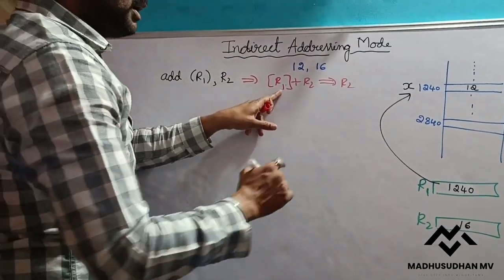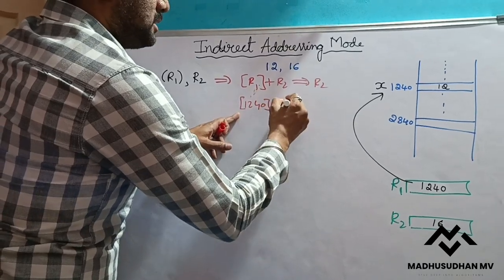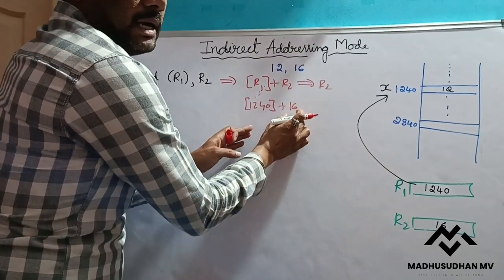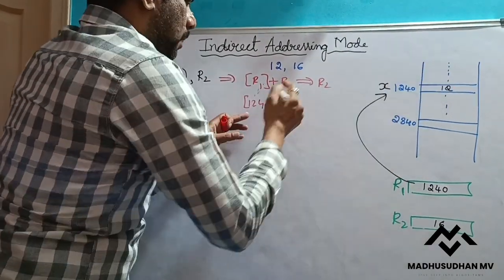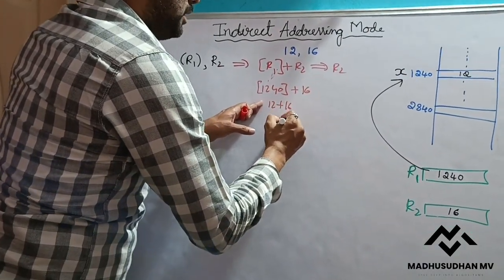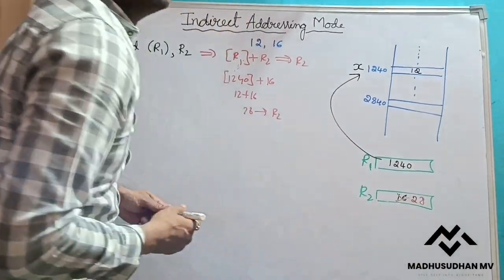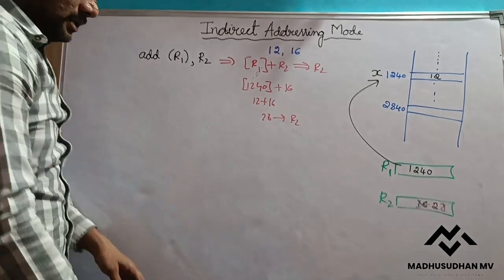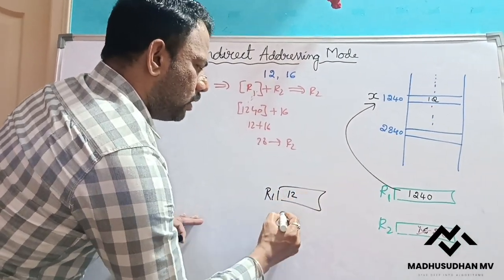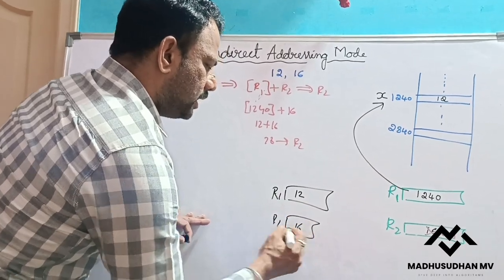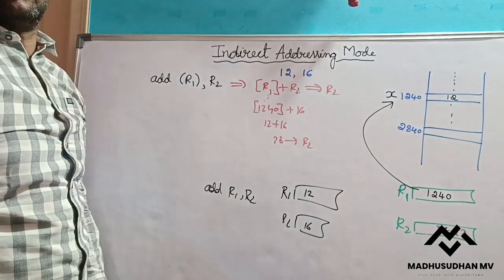The content of R1 is 1240, and R2 is 16, as it is, not in brackets. The content at 1240 is 12. So 12 plus 16, that is 28, I am storing in R2. So R2 now contains 28. Suppose instead in R1 I write 12 only and in R2 I write 16, and I say add R1, R2. It becomes register addressing mode.